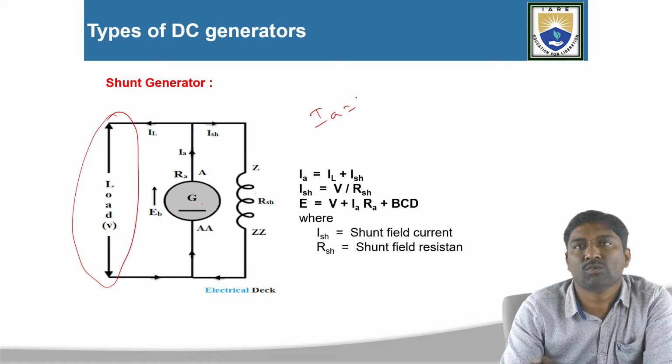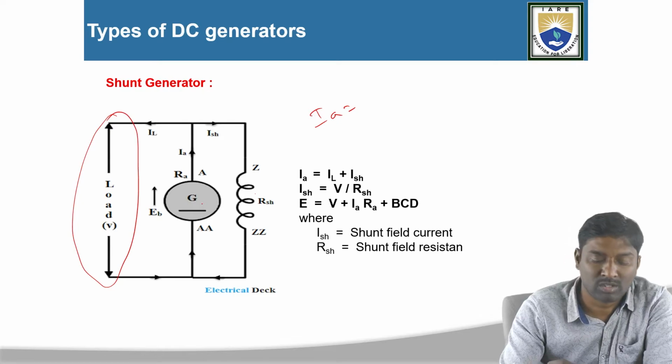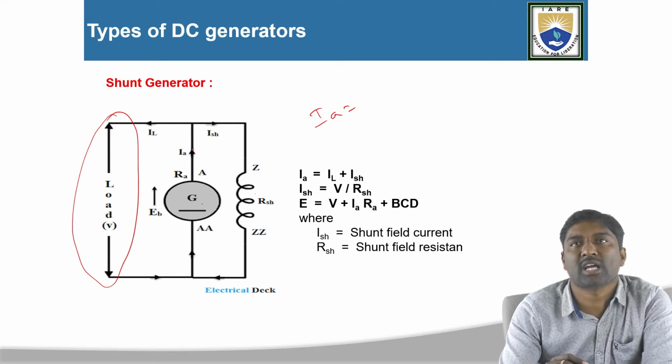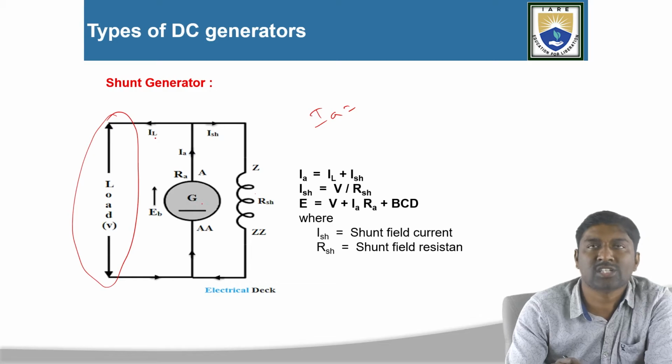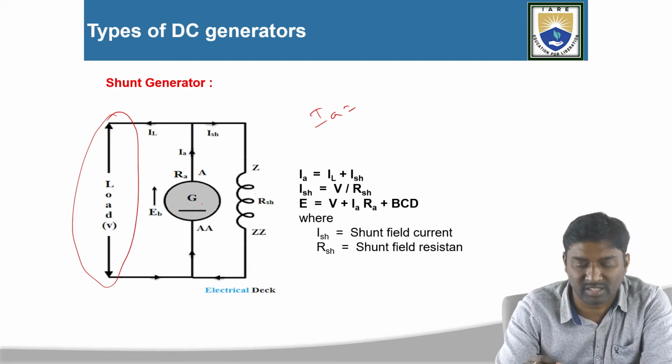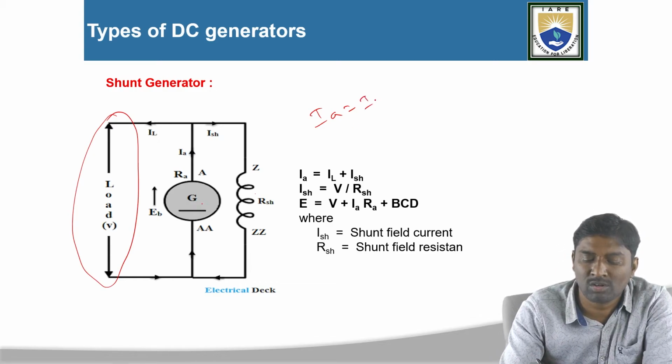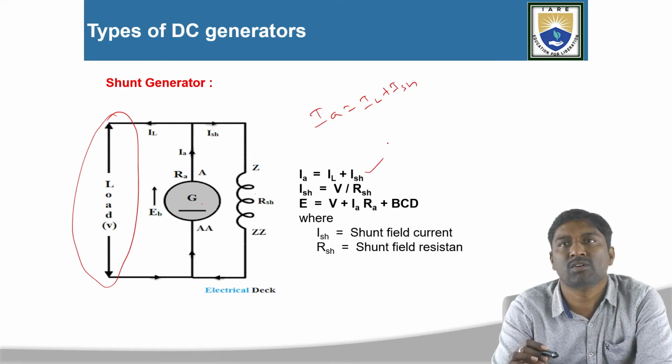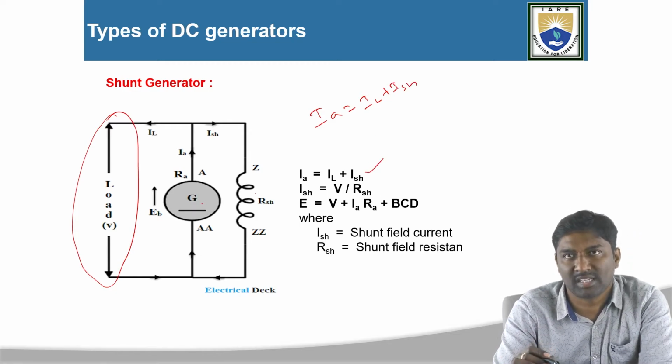current entering the node is equal to current leaving the node. Which current is entering here? Only armature current is entering, and the load current and the shunt field winding current both are leaving here. So can I write now IA is equal to IL plus ISH. So this is IA is equal to IL plus ISH.